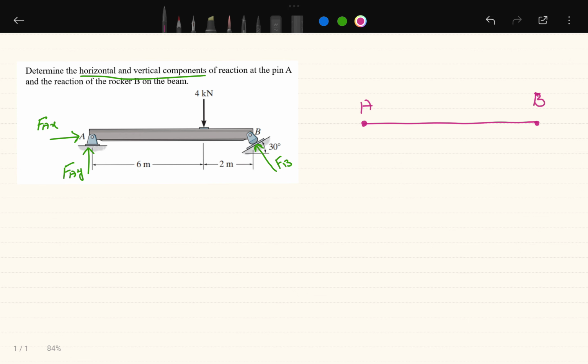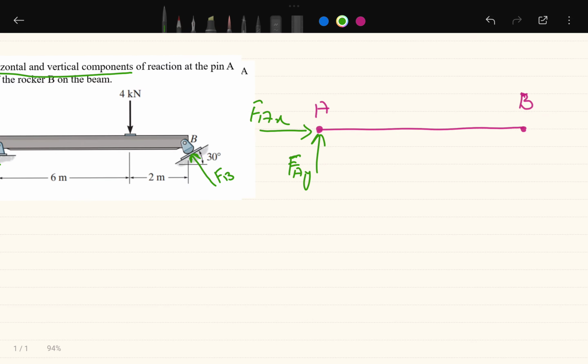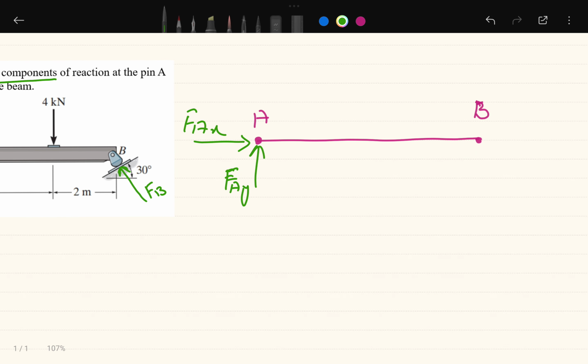And we have forces, so we have one force as FAX, and then we have another force that is FAY. Okay, and additionally we have another force that is actually acting at an angle right here, and I called it FB. But what we need is horizontal and vertical components. So this force will have two components. One will be the horizontal component, I will call it FBX, and then there will be a vertical component that will be FBY.